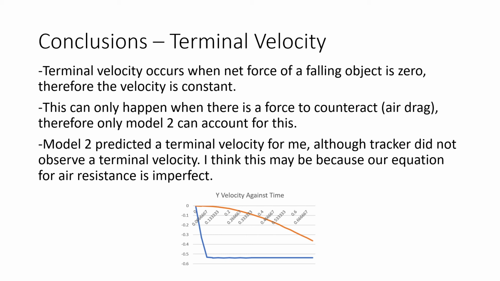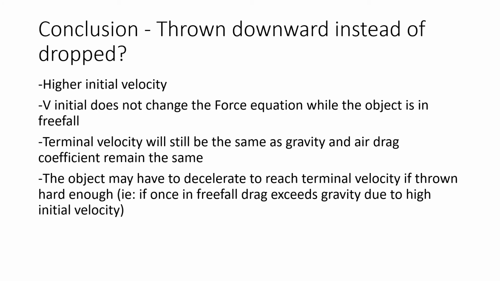And I think what we have here is an imperfect equation for air resistance, and that's what's causing this. But as I said, model 2 is the only model that could predict terminal velocity because there's nothing in model 1 to stop gravity.